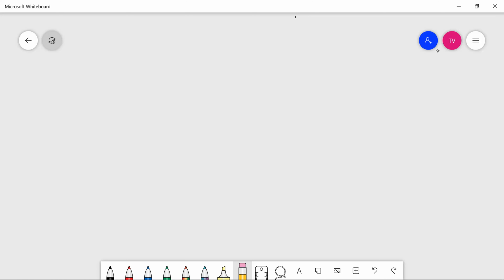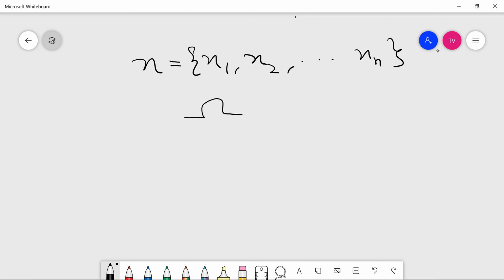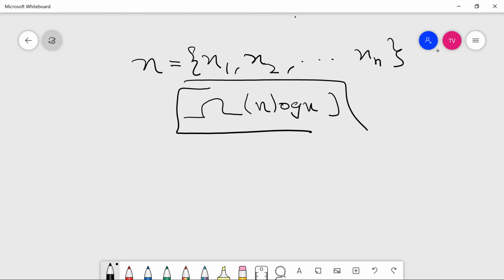So in this assignment, we are given a sequence of n different elements, and we need to check whether they are distinct or not. And we need to show that the minimum time required is omega of n log n. We need to prove this.